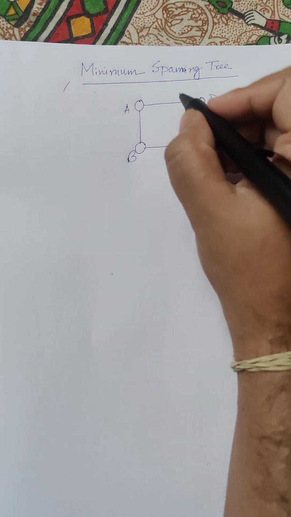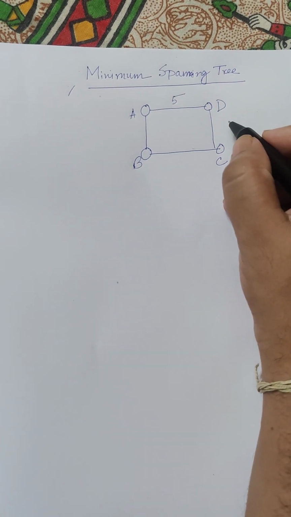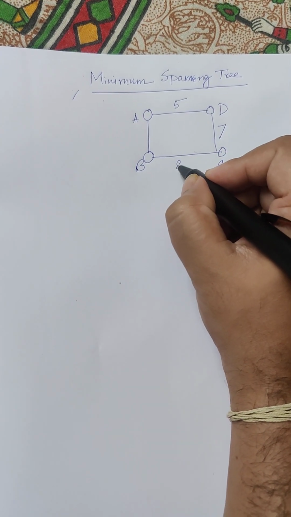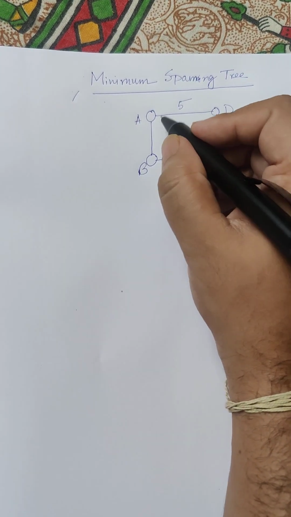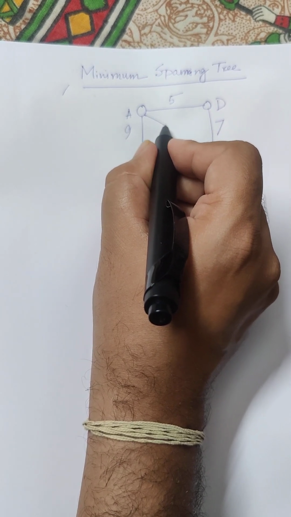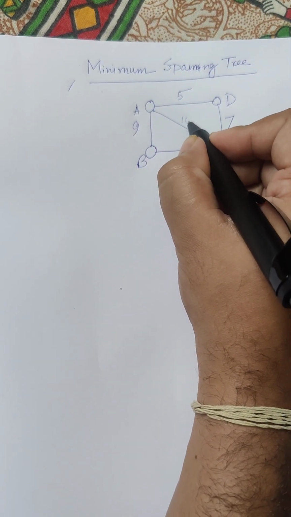Fine. So we have distance like 5 units from A to D, 7 units from D to C, 8 units from C to B, and B to A it's 9 units. But you can directly go from A to C and the distance is 10 units.